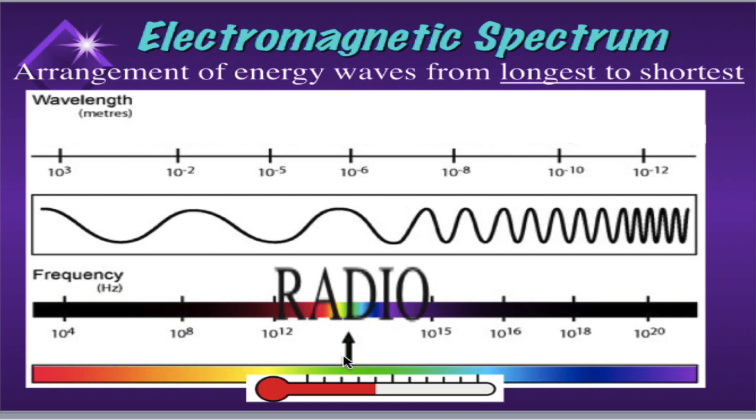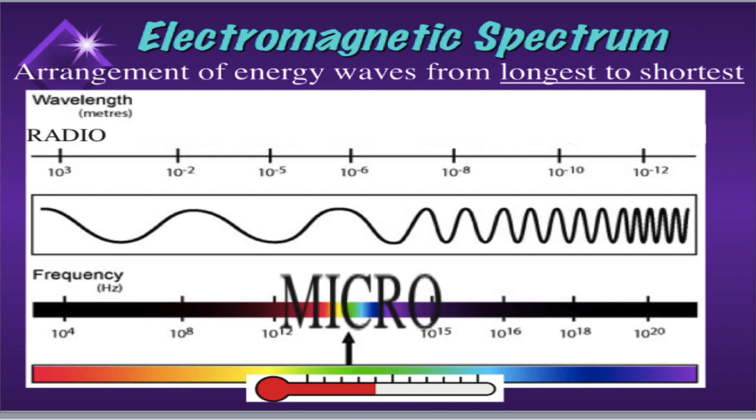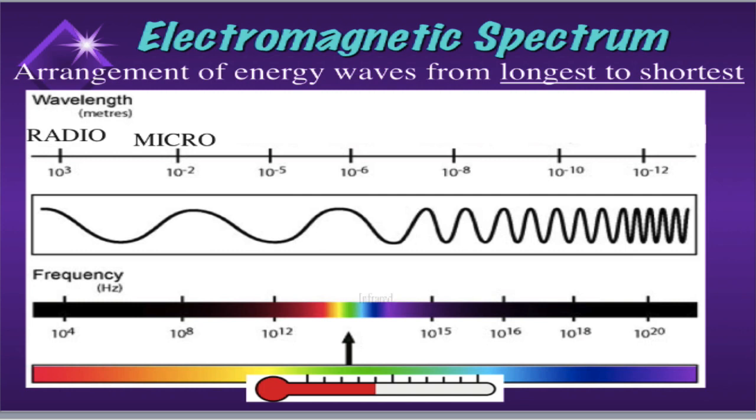Now, radio waves are the longest wavelengths, and therefore they go on the very far left side. The next type of radiation is microwaves, followed by infrared. You can do IR for short.